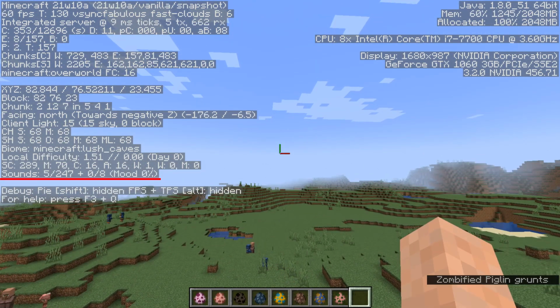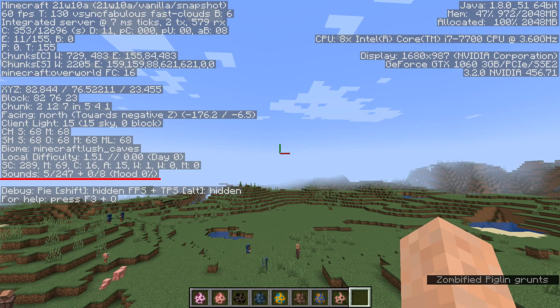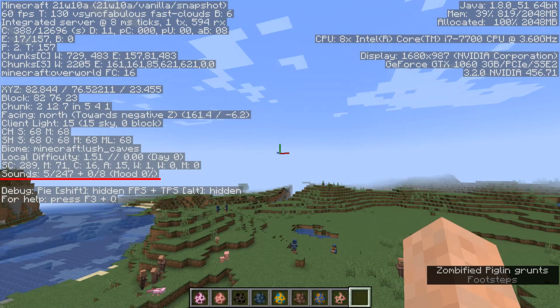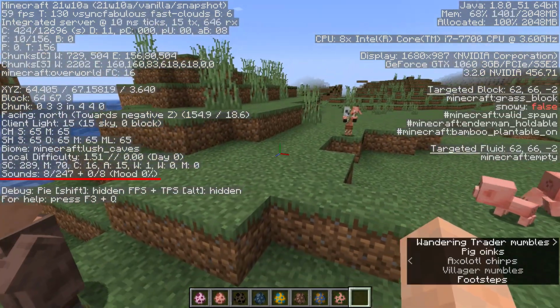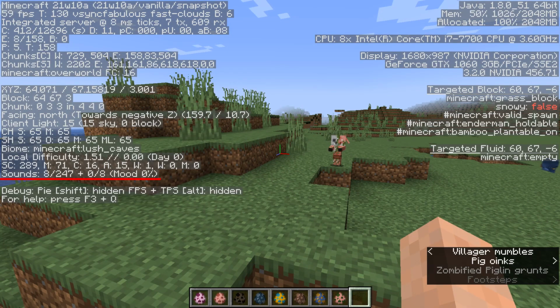And then the last row of the second section first of all shows sounds. So this is the number of sounds playing currently and the maximum number of sounds playing. So the number of sounds that are currently playing are apparently 5 or 6. And if we move down here to all the mobs, we will see this number increase. There we go, up to 10. And you also see on the bottom right I have my subtitles turned on, so you can see what the sounds are as well.